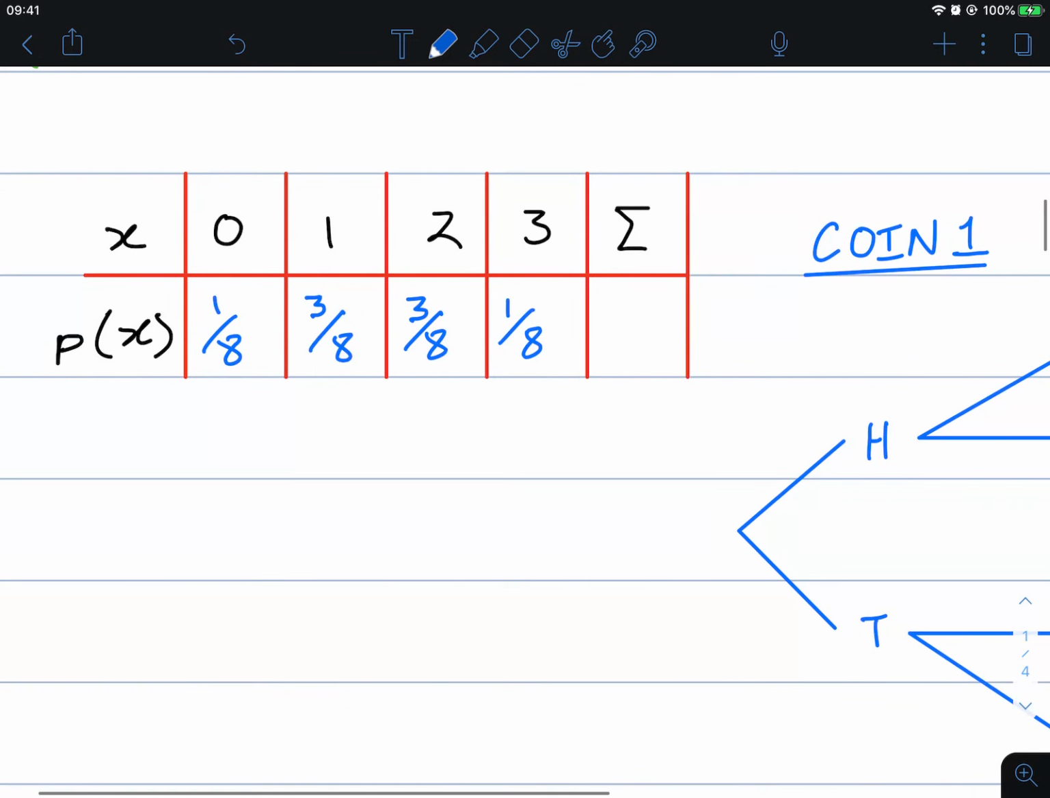Now if you add these results here, it's 1 in 8 plus 3 in 8 plus 3 in 8 plus 1 in 8. That will give you 8 out of 8, which is the same as just 1.